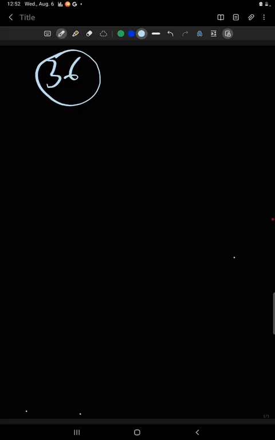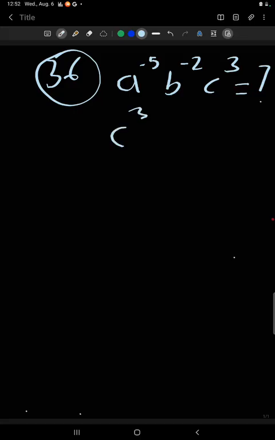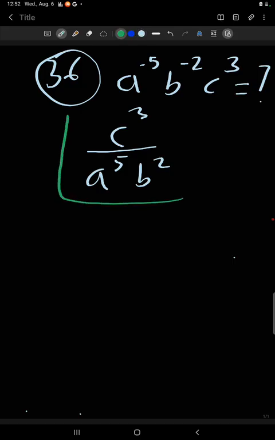Now 36. Let's say we have a to the power negative 5, b to the power negative 2, and c to the power 3. What is that going to be equal to? And once again, we want to get rid of the negative exponents. So we're going to have c cubed, going to have a to the 5th power, and then b to the 2nd power. Of course, we put things in order A, B, C so that it's tidier.